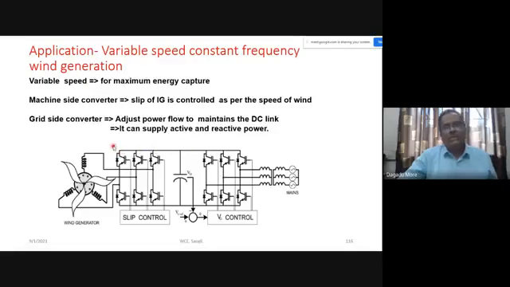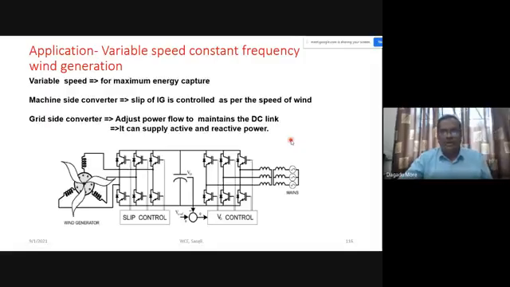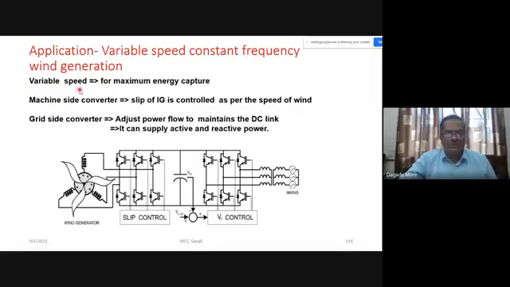The normal range: cut-in speed you can call 3 meter per second, and rated speed is 15 meter per second. And from 15, power generation is also possible up to 25 meter per second. So the normal wind speed range is 3 meter per second to 25 meter per second. And we are going for a variable speed option so that we can capture the maximum energy from the wind.